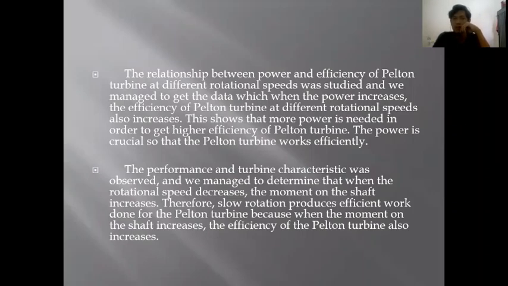Second is the performance and turbine characteristic that was observed, and we managed to determine that when the rotational speed decreases, the moment on the shaft will increase. Therefore, there will be slow rotation produced on the work done for the Pelton turbine, because when the moment on the shaft increases, the efficiency of the Pelton turbine also increases.